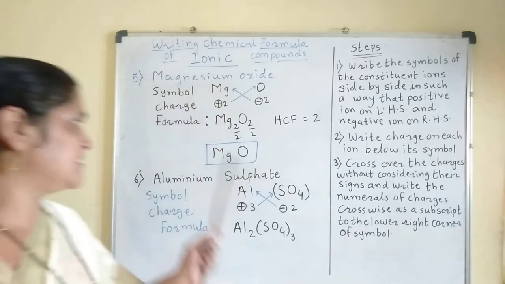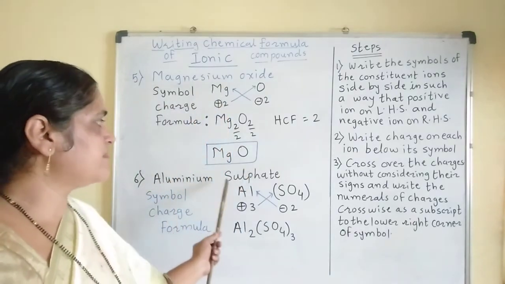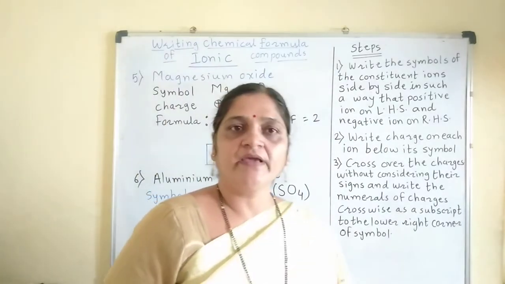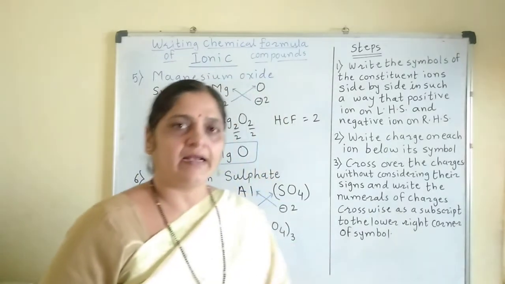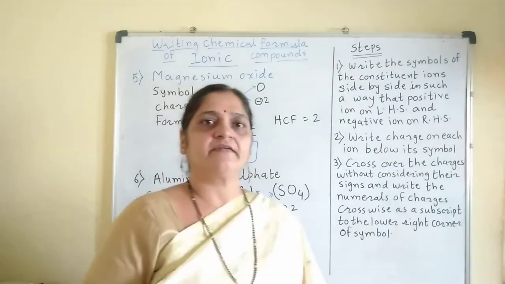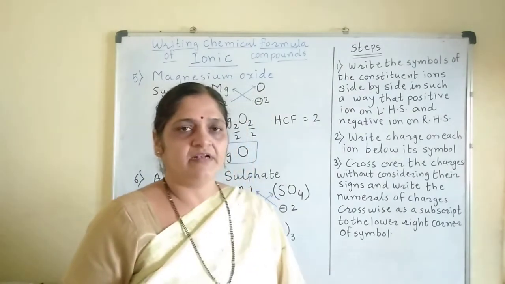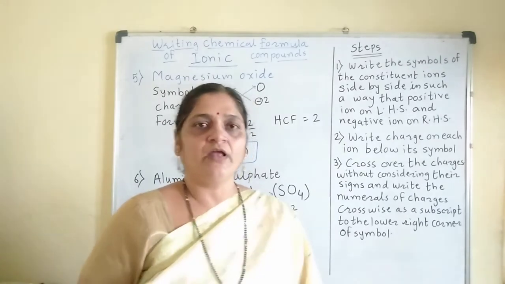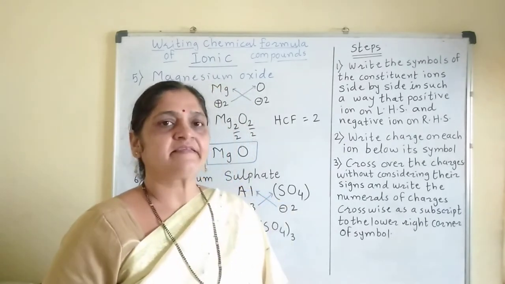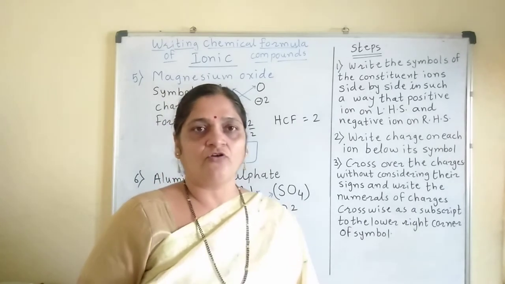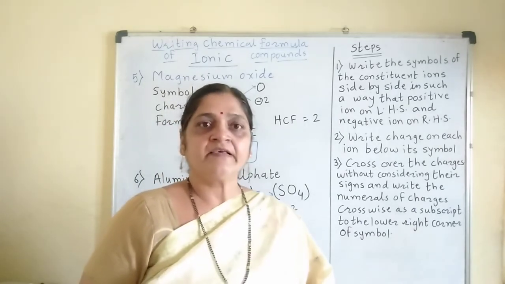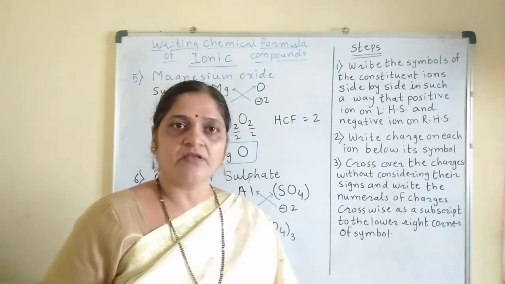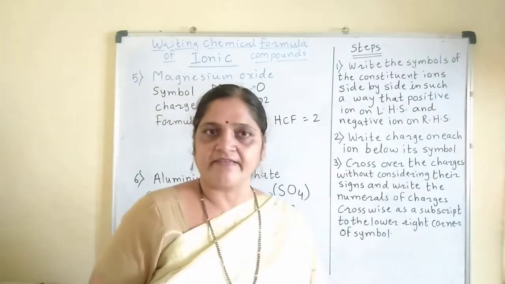Now the next example I have taken is aluminium sulfate. You already know about polyatomic ions. A polyatomic ion is a group of atoms that is carrying some charge, whether positive or negative. Like the ammonium ion, whose formula is NH4 and it carries +1 charge on the whole. That is nitrogen plus 4 hydrogen, the total group of atoms is carrying +1 charge.